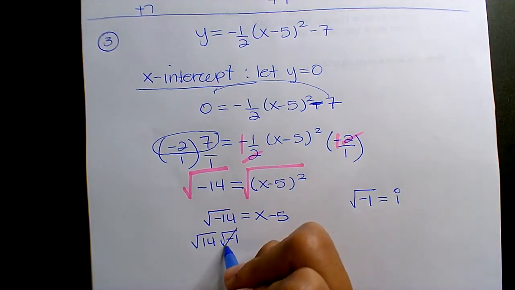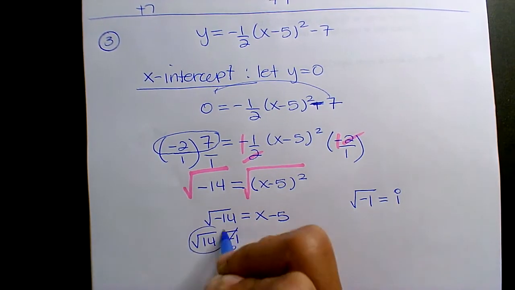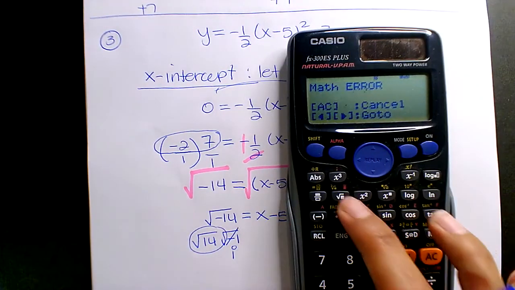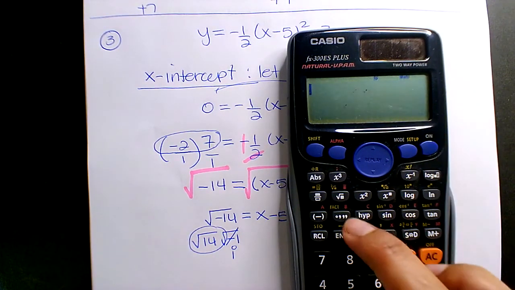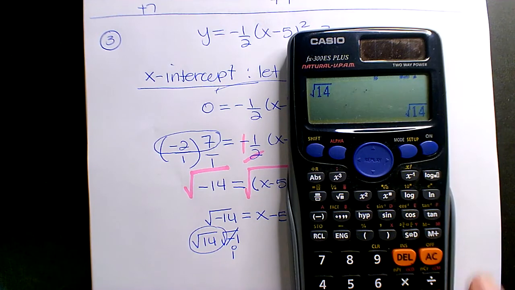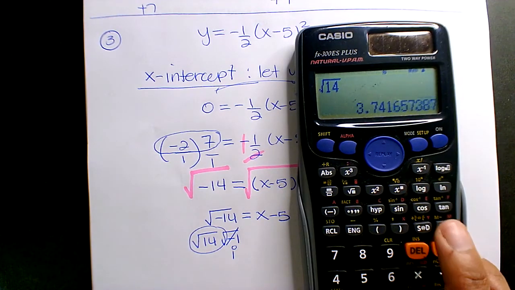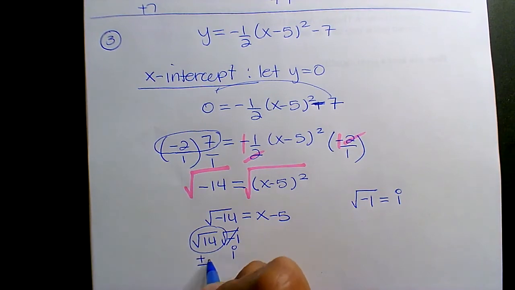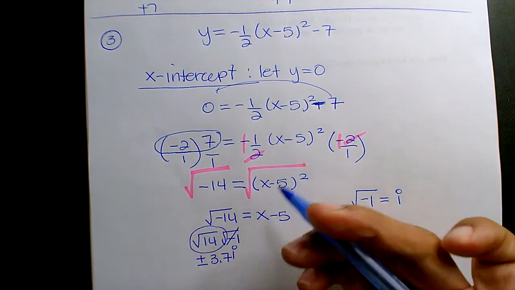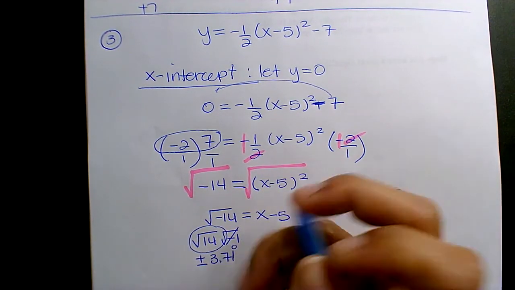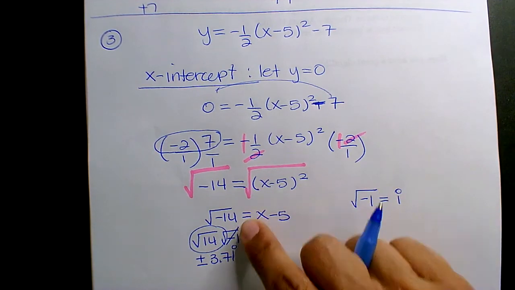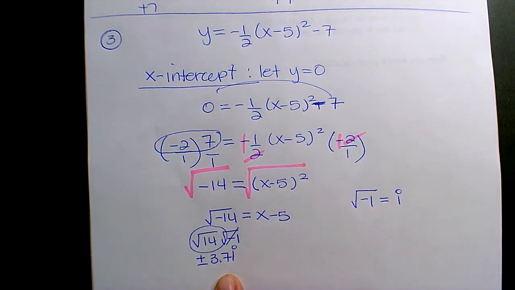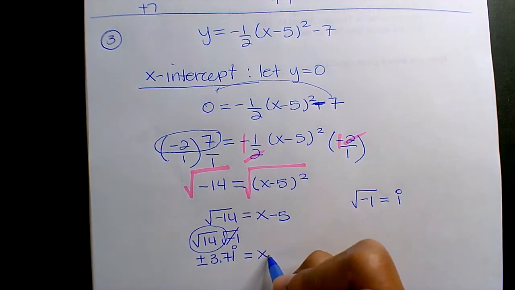So this is your i, and then what's the square root of 14? Whoops, positive 14. The square root of positive 14 is 3.7. So you get plus or minus 3.7. So this is the equivalent to rad -14 is plus or minus 3.7i. And so then I'll finish off the right side, x minus 5.